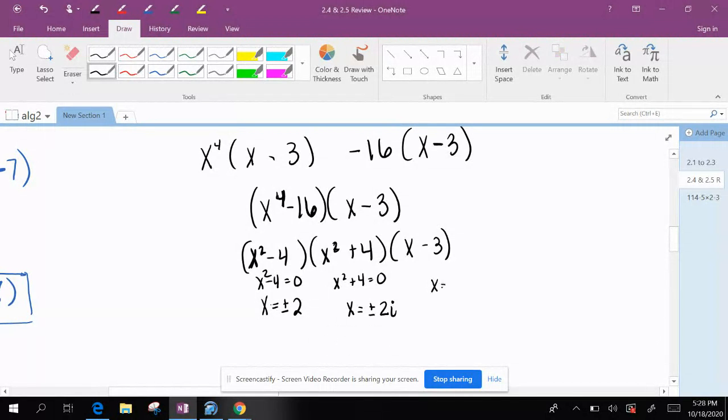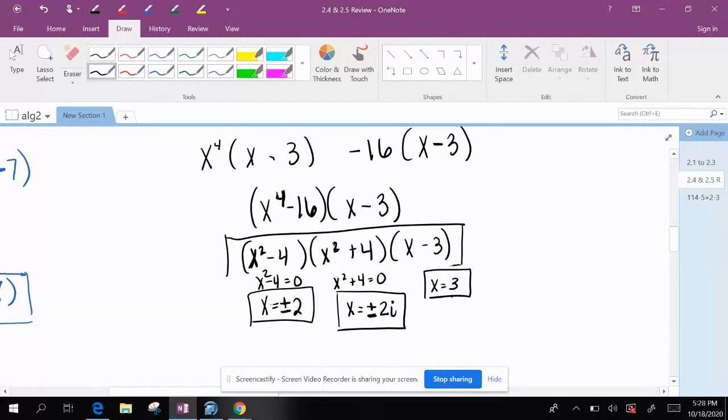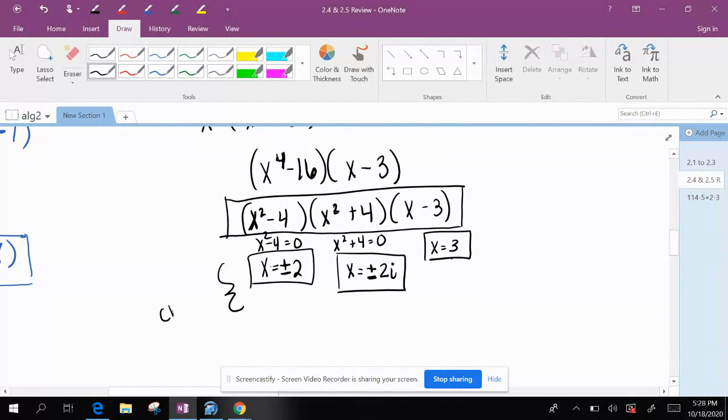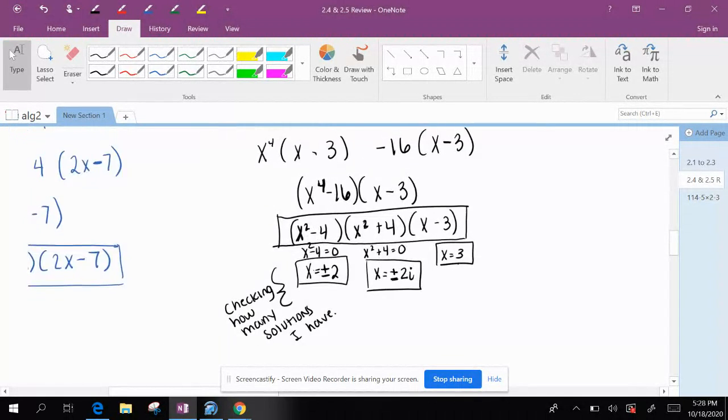And this one will be x equals 3. So I have 1, 2, 3, because I have 2 answers here, 4, 5. So this right here is my final answer. This right here is just checking how many solutions I have. Remember, it has to match the highest exponent.